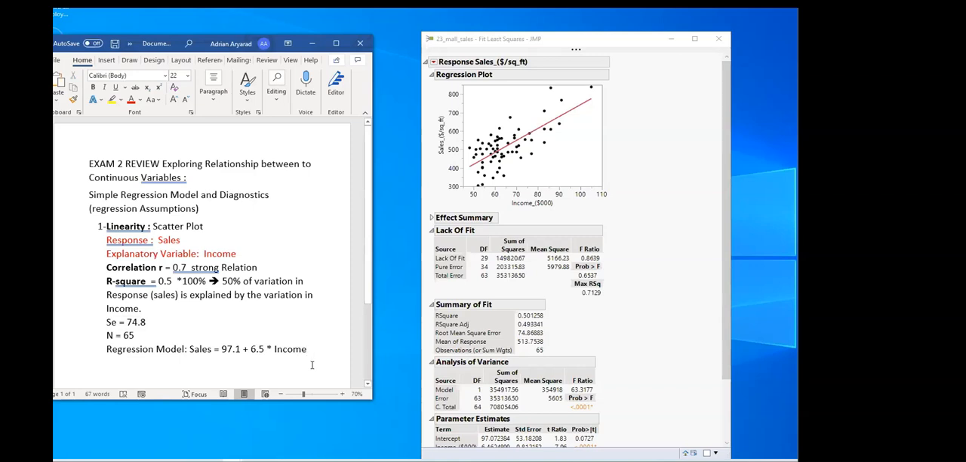So that's a regression model. And then, how do we interpret this regression model? For every, so income is in 1,000, right? So for every 1,000 unit increase in income of our customers, how much more sales do we have? On average, we have 6.5 more sales. Now, our sales in this specific case is in dollars per square foot. So dollar per square foot sales will increase by 6.5 for every $1,000 that our customers have increased in their income.